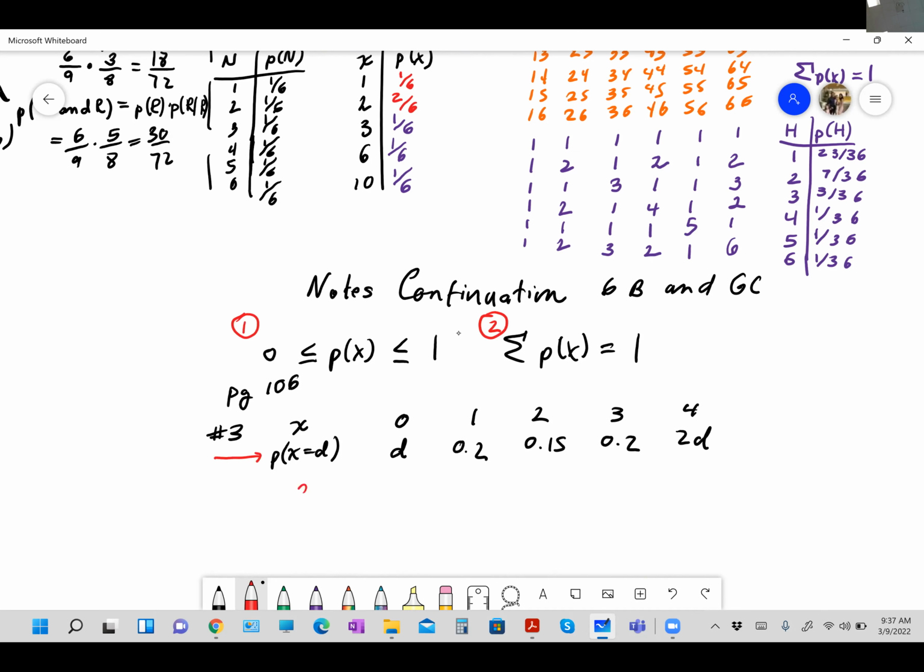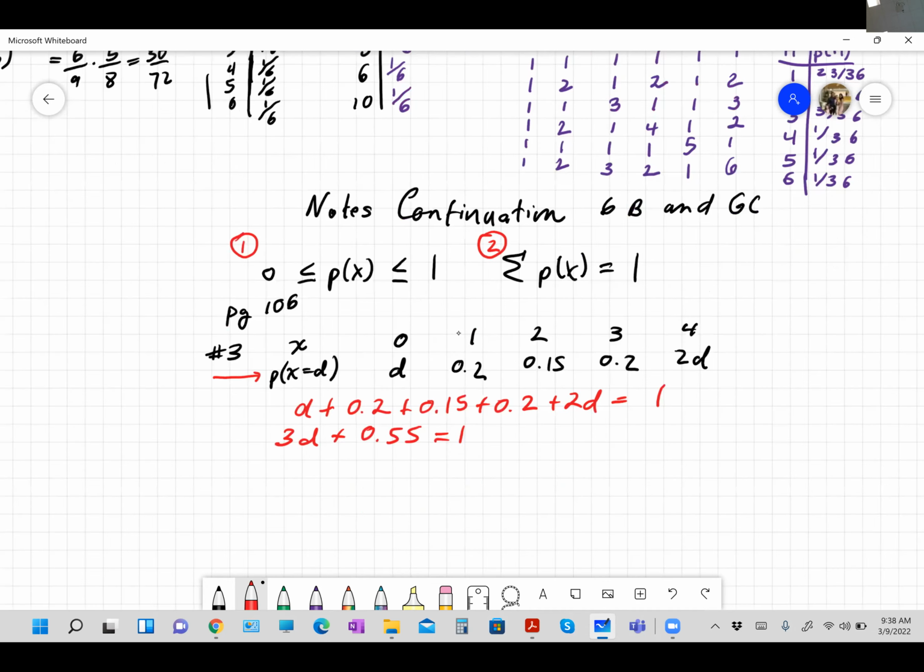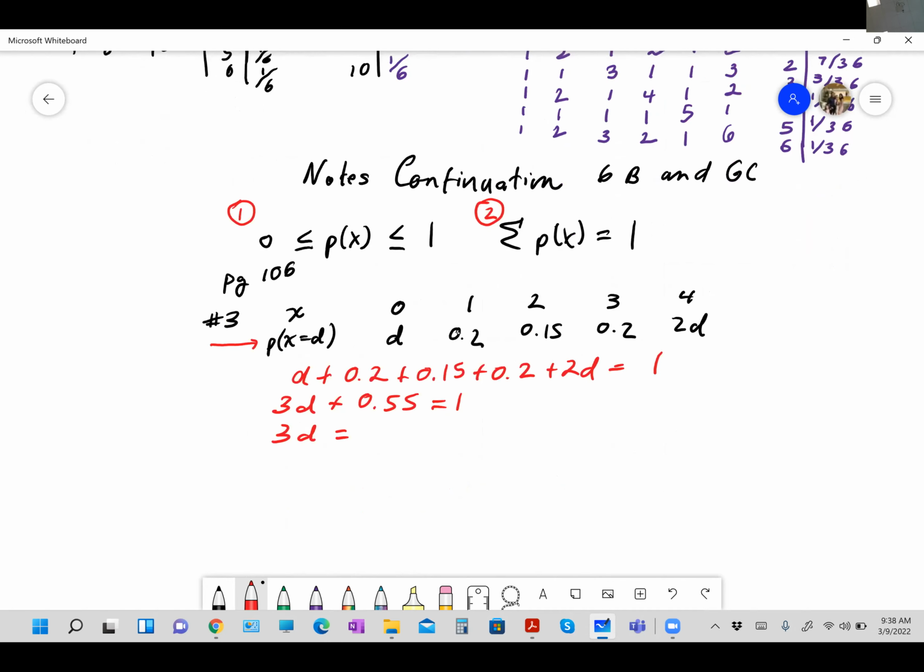1. So if you take D plus 0.2 plus 0.15 plus 0.2 plus 2D, what does it equal? 1. So 2D plus D is 3D. You do divide at some point, but that's not the point. The setup was the initial thing you needed to do. 0.2 plus 0.2 is 0.4, plus 0.15 is 0.55, and that equals 1. And then you have 3D equals 0.45, and you divide by 3. So what's 0.45 divided by 3? It's some number. Let's find out.